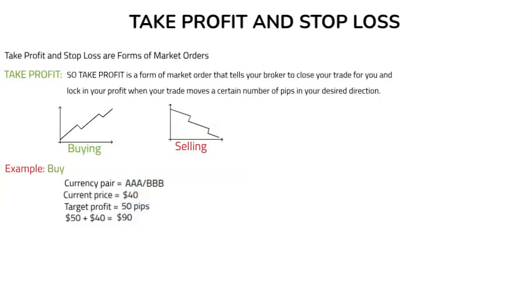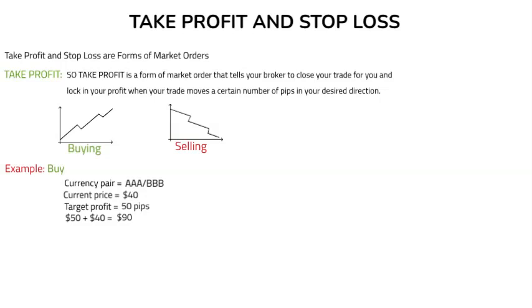So anytime the currency pair AAA and BBB starts climbing and reaches $90, even if you are not online, your MT4 through your broker's server would close the trade for you automatically and add the $50 profit to your account immediately. So that is how take profit works. Once you set it at that particular price on your MT4, whether you are online or not, it closes the trade for you and locks your profit.